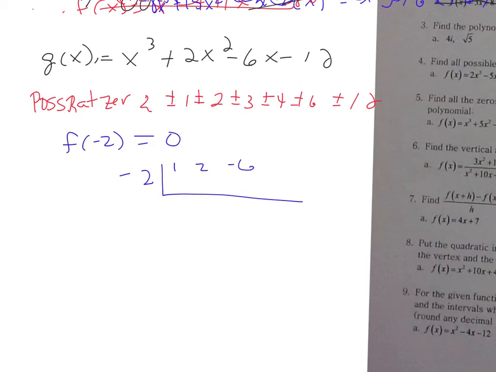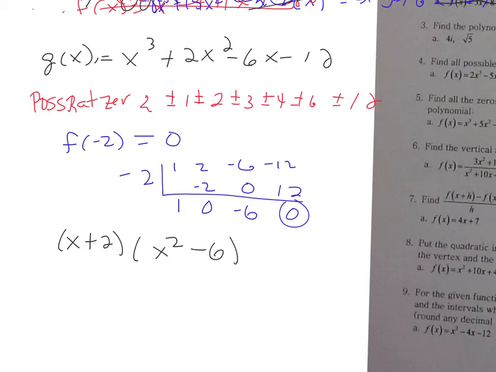1, 2, negative 6, negative 12. So I get 1, negative 2, 0, 0, negative 6, and positive 12, which is 0. All right, so this is a factor so far. X plus 2 is a factor. And then x squared, no x because I have a 0 here, minus 6 equals 0.